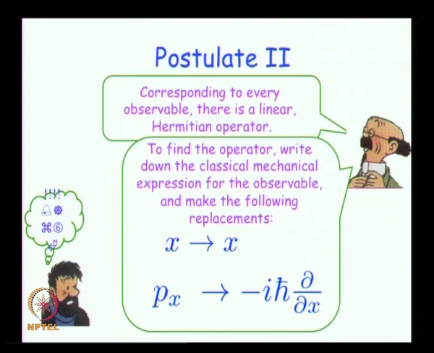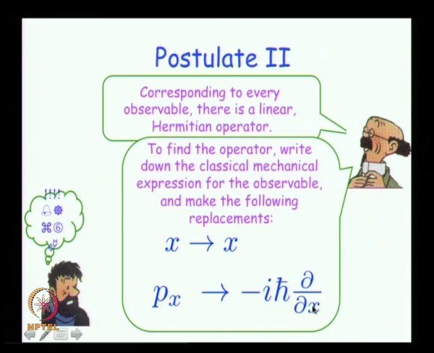And then we follow the prescription. What does it say? You look at the classical mechanical expression, and you have to make these replacements. If you have x, that is position, occurring, then do not do anything. The arrow shows x goes to x, that means you do not do anything with position, it remains unchanged. But if you have px occurring in the expression, you have to replace px with minus i h cross dou by dou x.